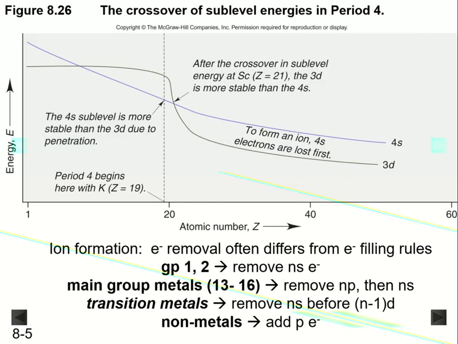But when we're forming ions, the last electrons in are not always the first electrons out. This is particularly important for the transition series. The transition metals remove their ns before the n-1 d. Magnetic properties and the spectroscopic properties of these elements are consistent with this. For the main group elements, the group 1 and group 2 metals, and then the main group metals and the nonmetals, they'll remove the ns electrons or add p electrons, or remove the np electrons to create the nearest noble gas.